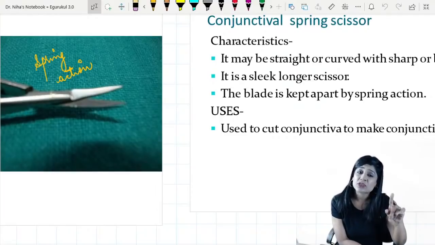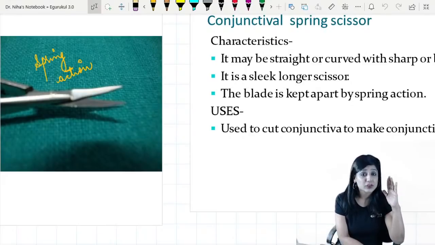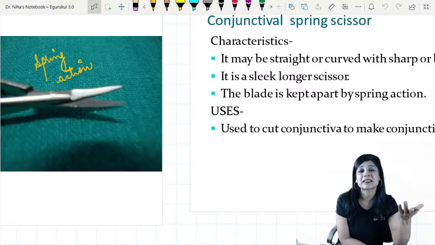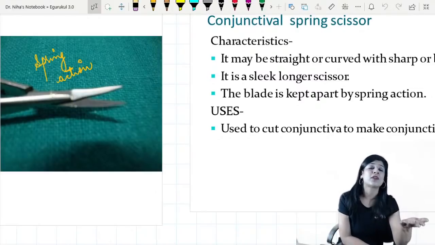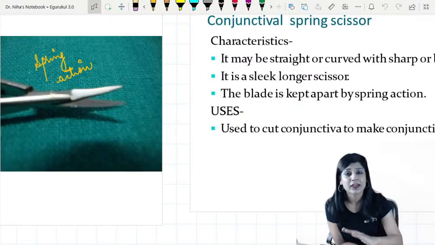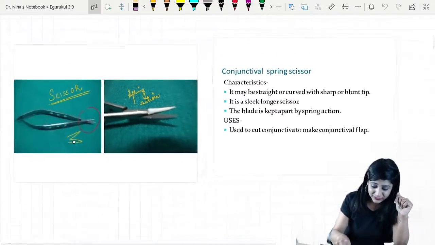Now, the differences between enucleation and evisceration we have already done. Then I will show you the instruments that are required for that also, and then we will be discussing the indications and the contraindications: where you should do enucleation and where we should avoid it. Okay, that is another topic.